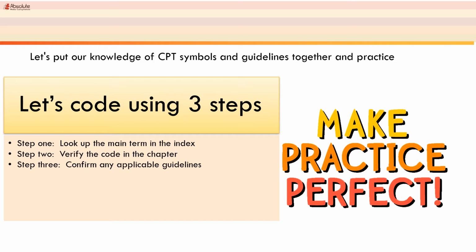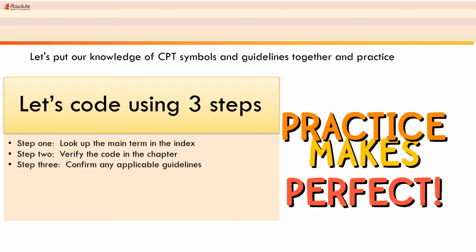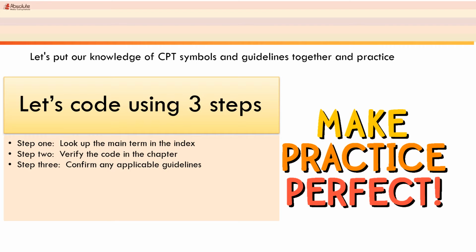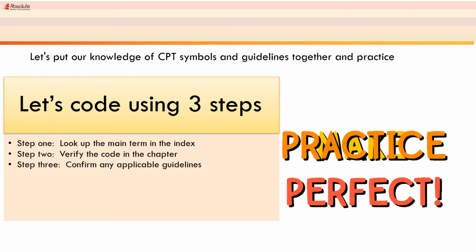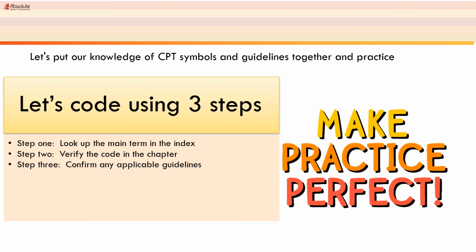But as a reminder, there are 3 steps to looking up a CPT code. Step 1, look up the main term in the index. Step 2, verify that code in the chapter. Step 3, confirm any applicable guidelines.